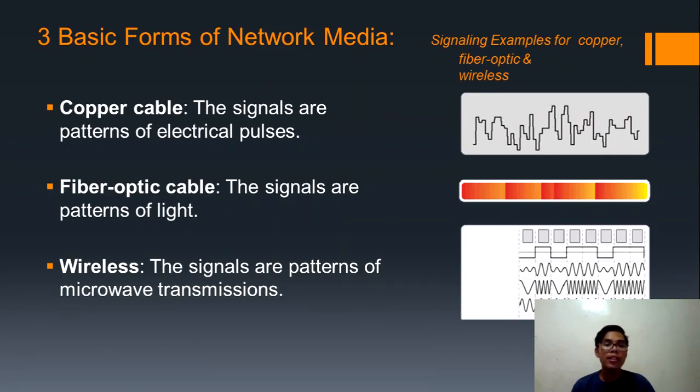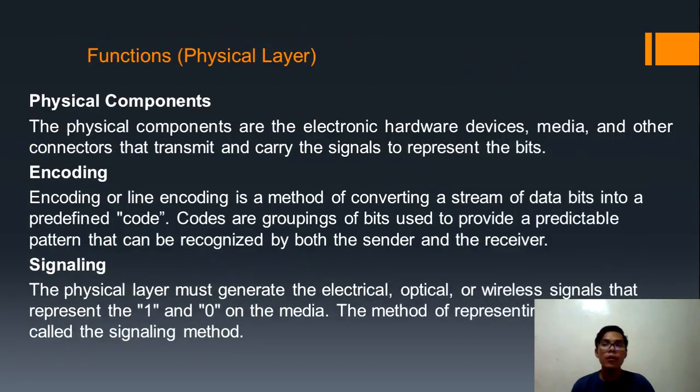Copper cable: the signals are patterns of electric pulses. Fiber optic cable: the signals are patterns of light. Wireless: the signals are patterns of microwave transmissions. Functions of the physical layer. Physical components are the electronic hardware devices, media, and other connectors that transmit and carry the signals to represent the bits.